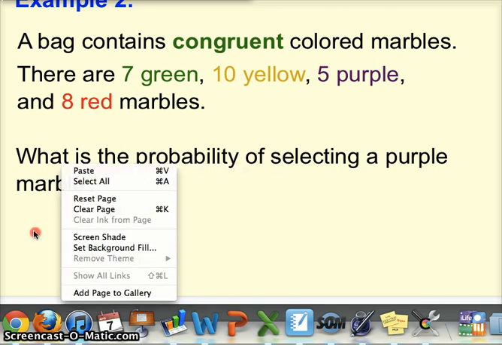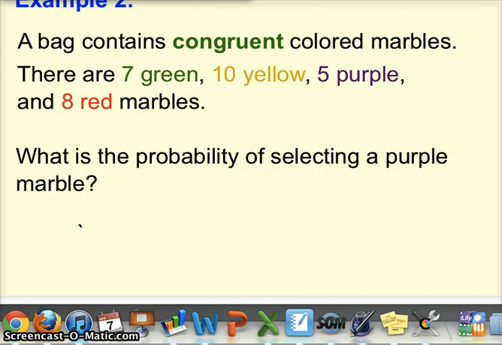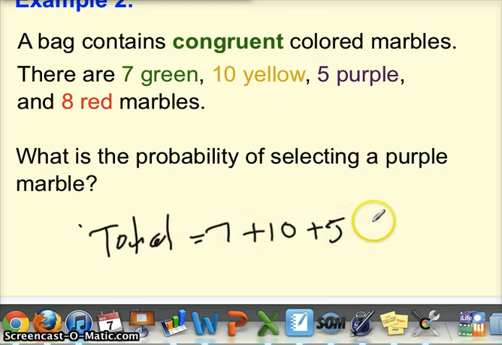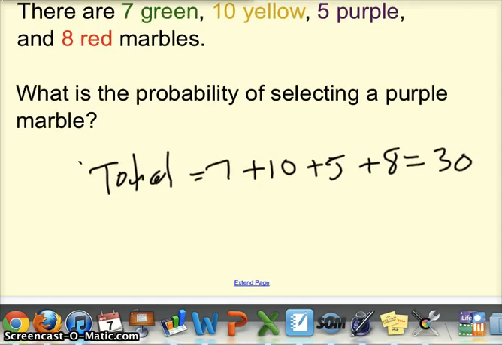I know that the total is going to simply be equal to the 7 green plus the 10 yellow plus the 5 purple plus the 8 red marbles, and that gives me a total of 30 marbles. So now I know that my sample space, or my total amount of possible outcomes, is 30. And I just want to know what's the probability of selecting purple. So my event that I want to happen is purple. I want to know the probability of choosing a purple.